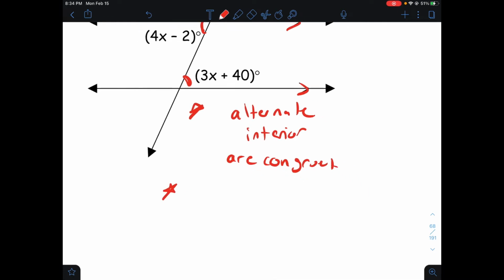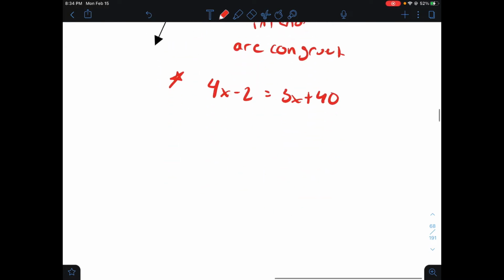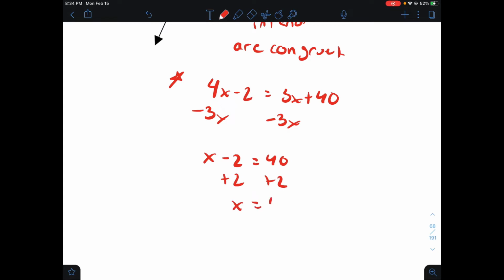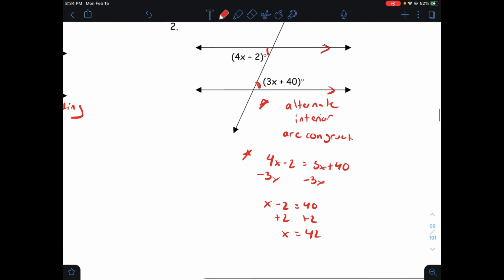So you should have gotten 4x minus 2 equals 3x plus 40. We're going to bring the 3x over. Get x minus 2 equals 40. Plus 2, we get x equals 42. All right, very nice.